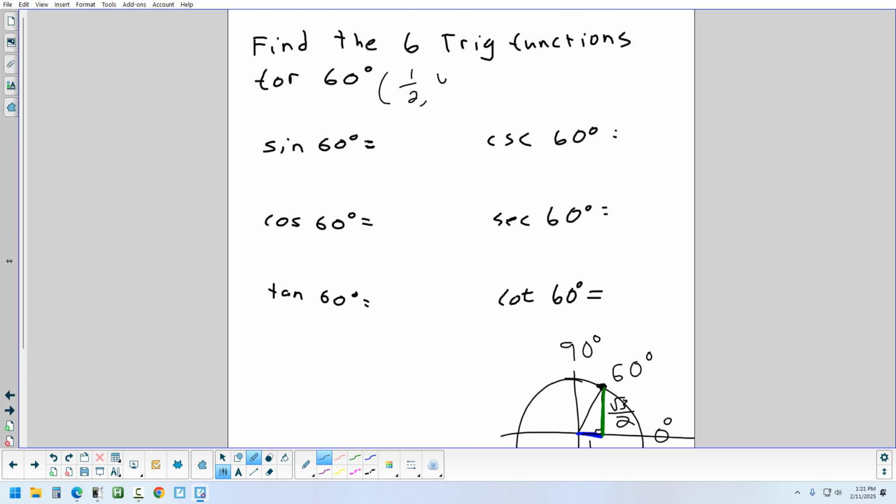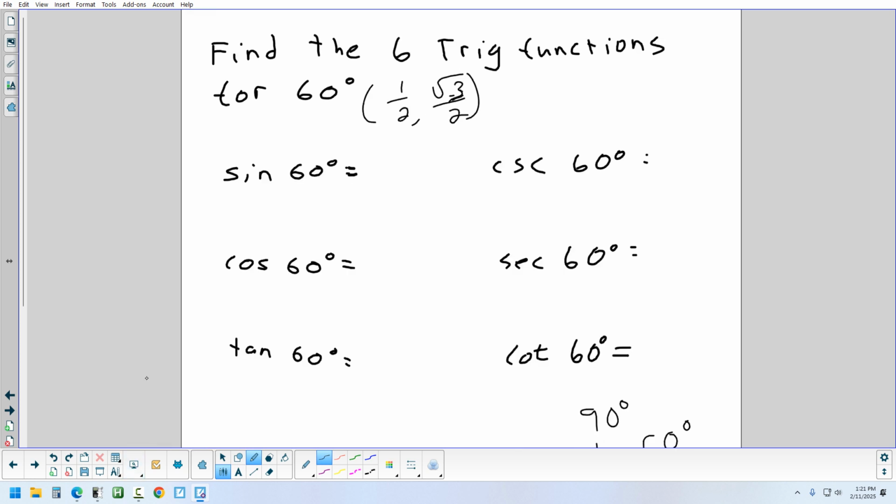So 1/2, root 3 over 2. And now let's go through our 6 trig functions. All right, let's start with sine. How about Caleb? What's my formula for sine? Sine is just the y. It's just the y. And what's the y value in this one? Square root of 3 over 2. Yeah, square root 3 over 2.